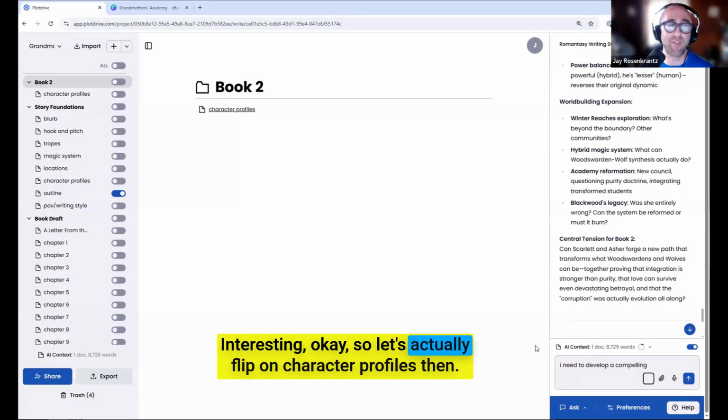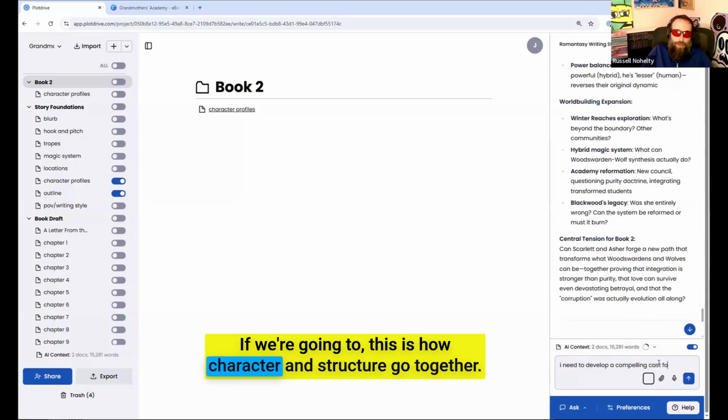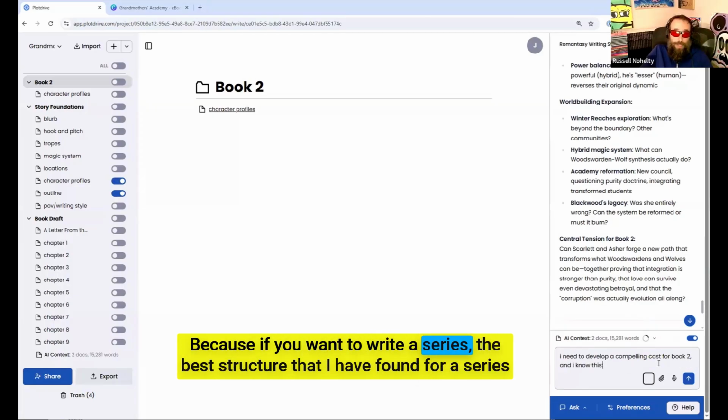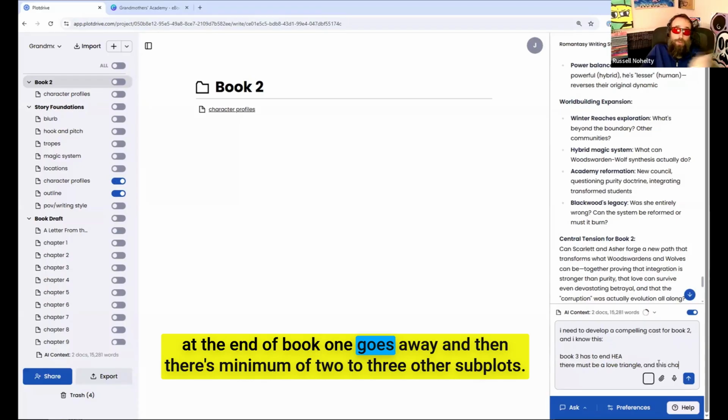Interesting. Okay, so let's actually flip on character profiles then. Maybe we can enhance a supporting character to become more of a starring role. This is how character and structure go together, because if you want to write a series, the best structure that I have found for a series is called the Levitz paradigm, which we do in comics, where the A story at the end of book one goes away.